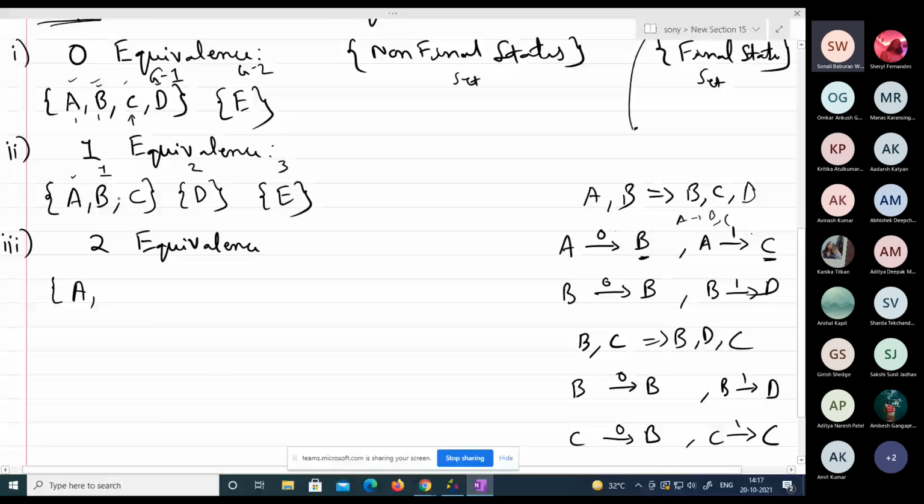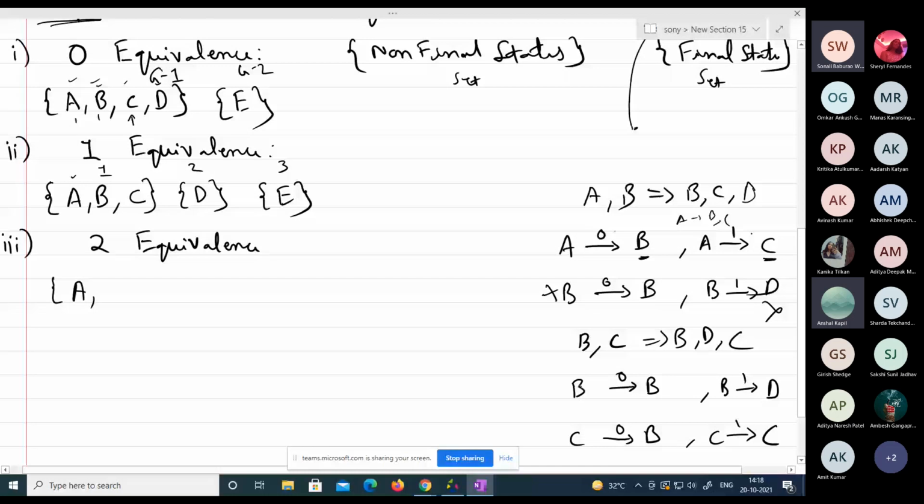Okay, now check for B. B on 0 gives B and B on 1 gives D. B is there, but D is from another group. This is not included. D is from another group. So we cannot write B now.